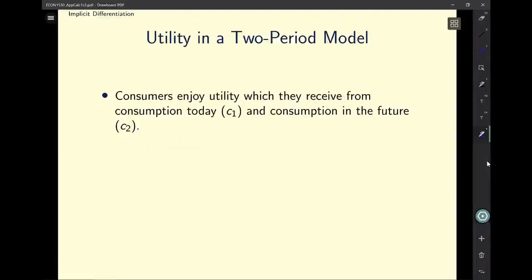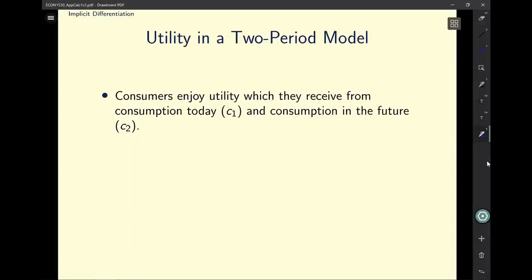Here's an example that's going to be very important to you in Econ 1530, 1540, and definitely in your second year microeconomics classes, and for that matter, third year and fourth year. We're going to look at a two-period model of consumption where consumers are enjoying utility based on how much they consume. There's only two periods, so you either have to consume today or consume tomorrow. You don't want to waste any consumption. That's not optimal. So you're going to either consume today or consume tomorrow.